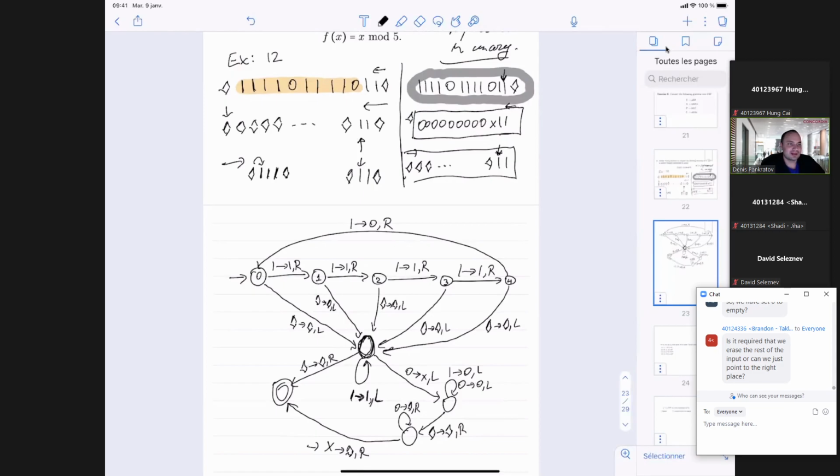Is it required that we erase the rest of the input, or can we just point to the right place? It is required that the rest of the string is erased. So the string contains just the output and the blanks outside. So what if we had 5 mod 5? What would be the final output? The final output would be just blank.